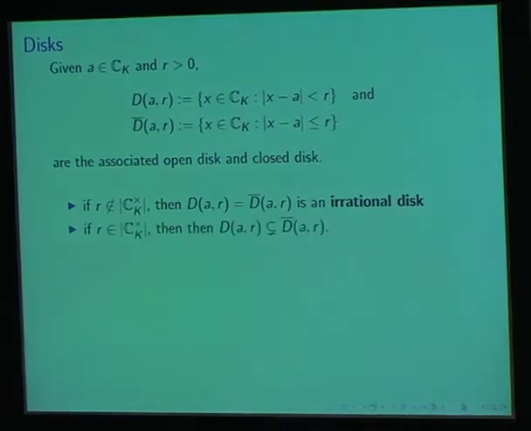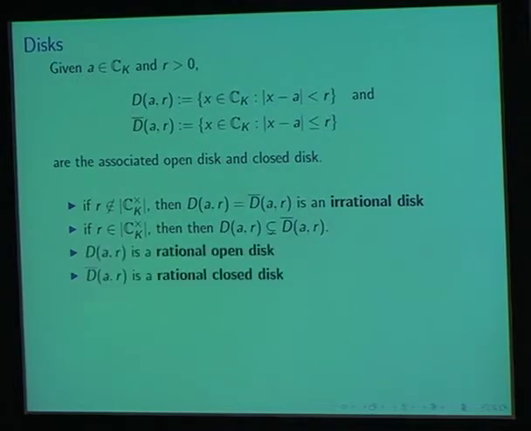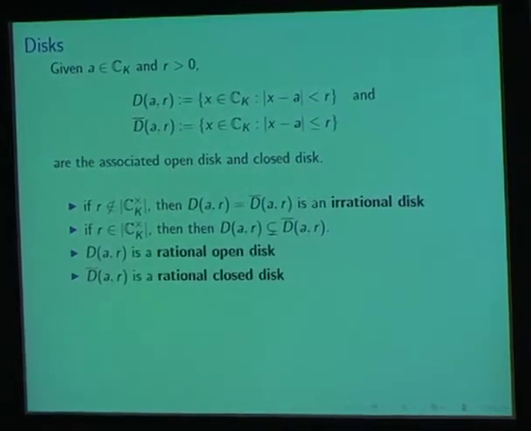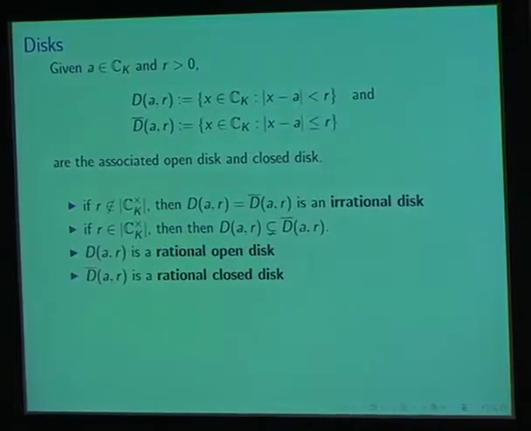Of course, if R is actually the absolute value of something, then the two disks are actually different, because there will be stuff that has absolute value equal to R, so these conditions will actually differ from one another. And in that case, we call the open disk a rational open disk and the closed disk a rational closed disk. I mean, you can just talk about an open disk or a closed disk as well, but sometimes we want to give this finer level of specification.